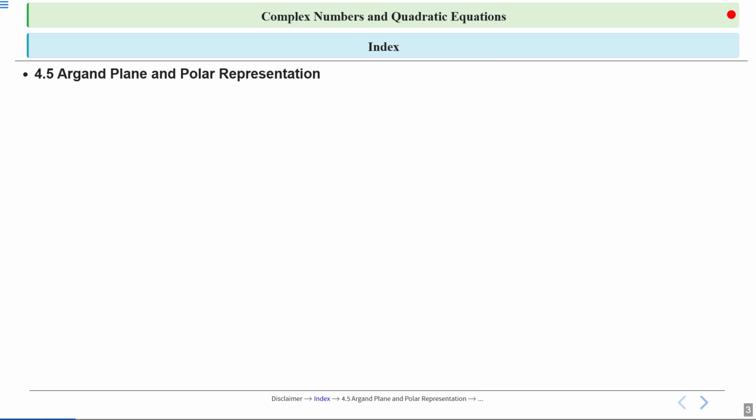We will begin our discussion with section 4.5 on the Argand plane and the polar representations of complex numbers. Then we will solve NCERT miscellaneous exercise question number 1 to 3. I hope you are with your notebooks and pens ready. So let's get started.